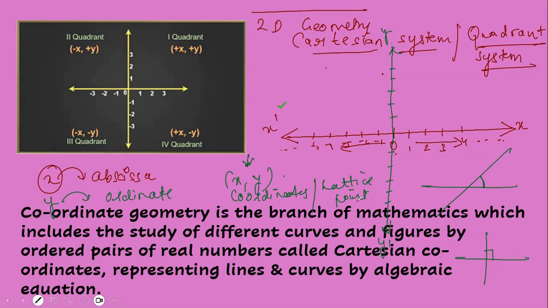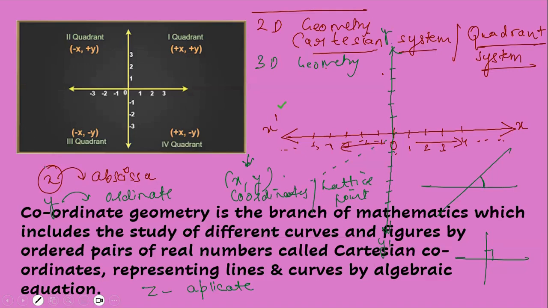Now, I think up till here, this is clear. Now, when we are talking about 3D geometry, we are adding one more axis, which is the z-axis. That z-axis, which we are taking here, is called the applicate. The z coordinate is called the applicate.